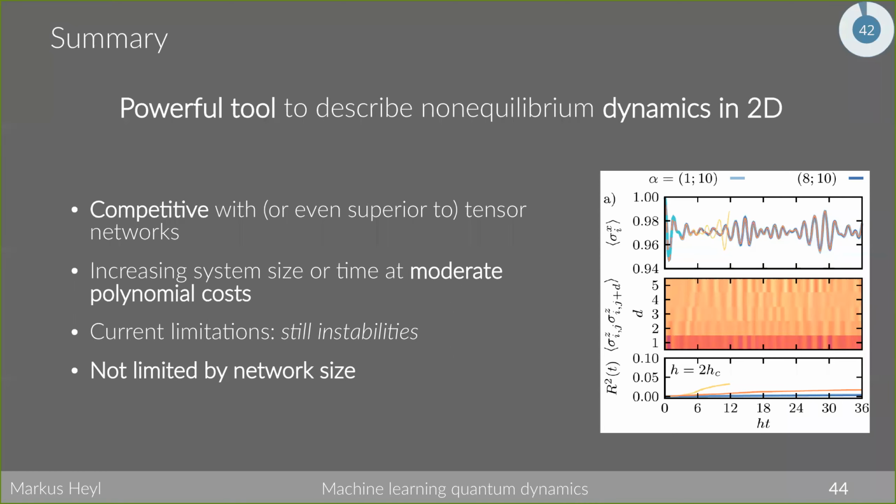And with this, especially at the end, I was showing you that we now have some powerful tools so that we can also start to think about doing non-equilibrium dynamics in 2+1D, and that these approaches are competitive or even superior to tensor networks, and have the key advantage that you can increase system size or time at moderate polynomial costs.